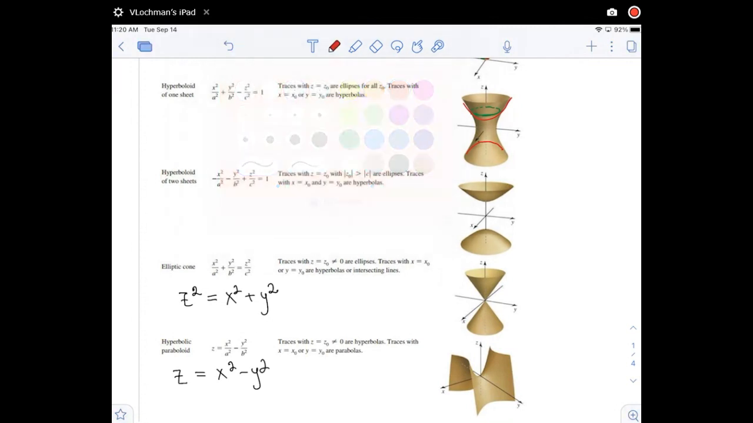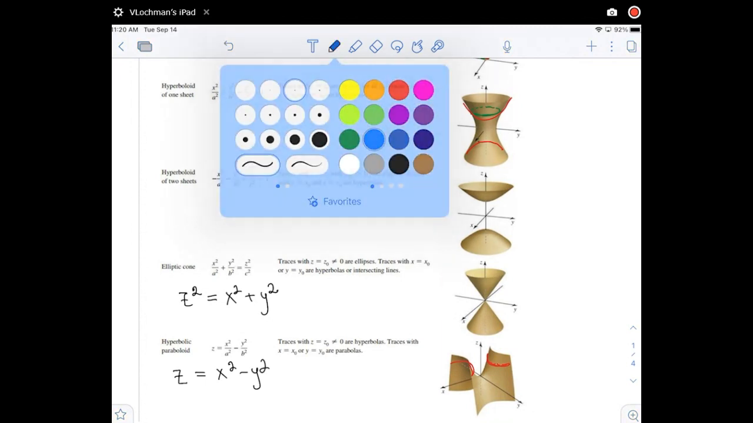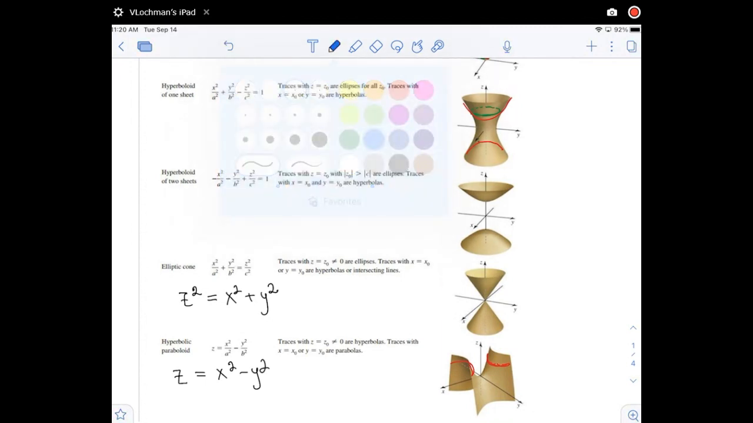I'm sorry, hyperbolas. The two-sided, right? Here we go. One side here and one side here. And then if we cut them with the other directions, then we get these parabolas. So that would be right here, the ones in blue.